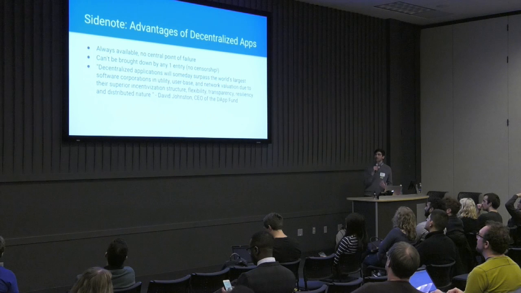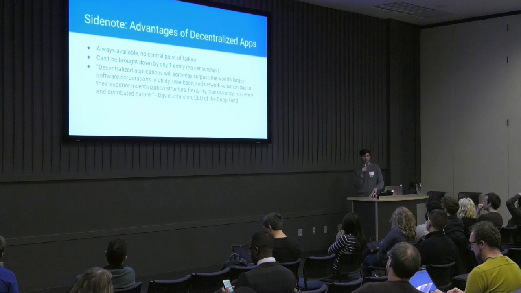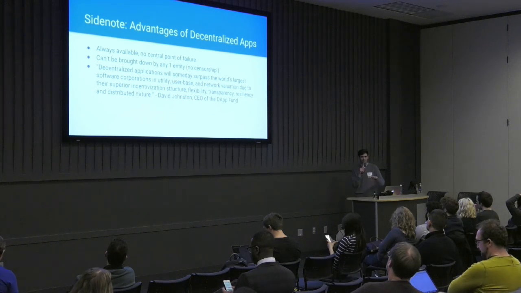And as a side note, what are the advantages of decentralized applications? So a big one is that they're always available. There's no central point of failure because, for example, if you're the Chinese government and you want to shut down Facebook, you have to shut down only a few central servers. And if you do that, Facebook doesn't work anymore. But if you have a decentralized app, there's potentially thousands of computers that we would have to shut down, in different locations and all that kind of stuff.